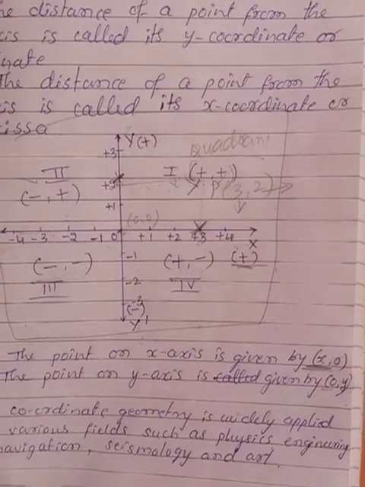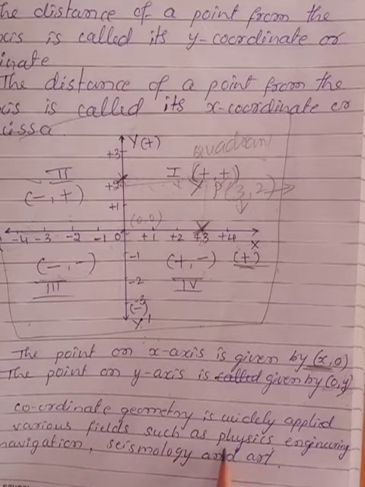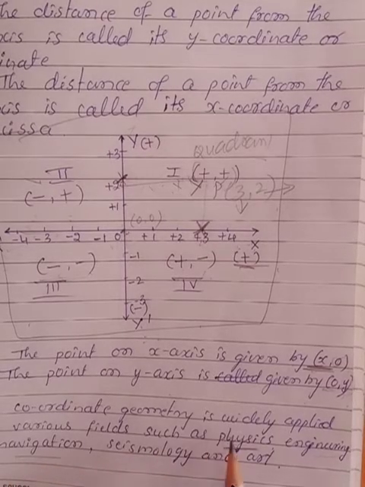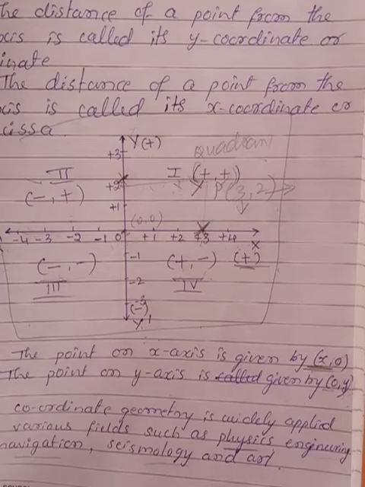Why is coordinate geometry very important for us? Because it is applied in physics, engineering, the navigation field, seismology, and in many arts.